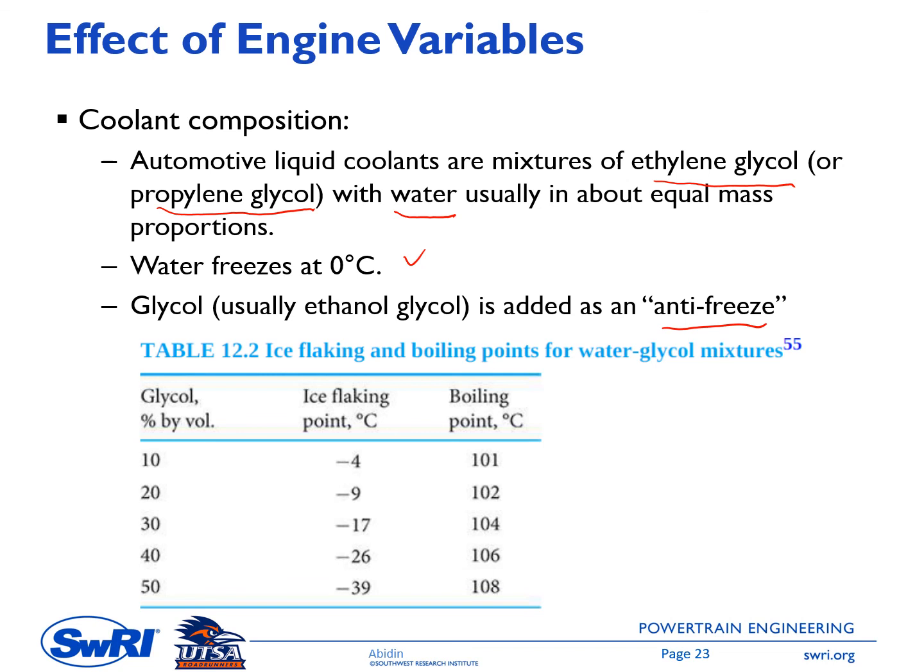This table is showing the ice flaking and boiling point temperature for water glycol mixture with a different amount of glycol percentage. As we increase the glycol percentage, the ice flaking point temperature decreases. So if you have 10% glycol, the ice flaking point changes from 0 to -4, and then with 50% glycol we have an ice flaking point temperature of -39 degrees C. And then on the other side, the boiling point increases with the increase of the glycol.